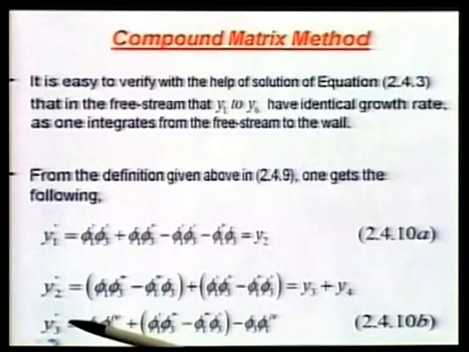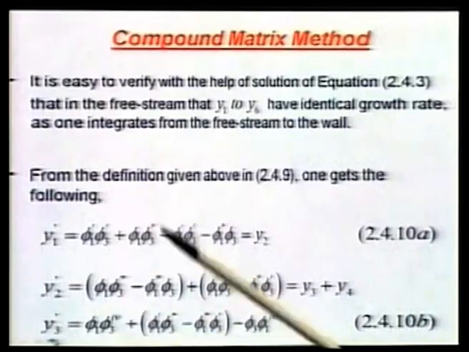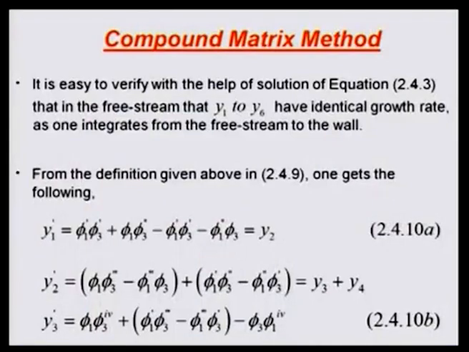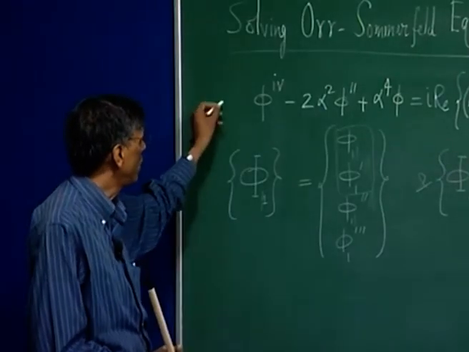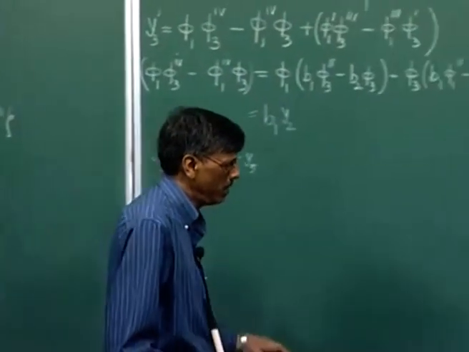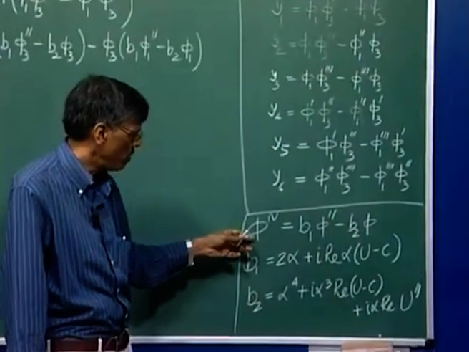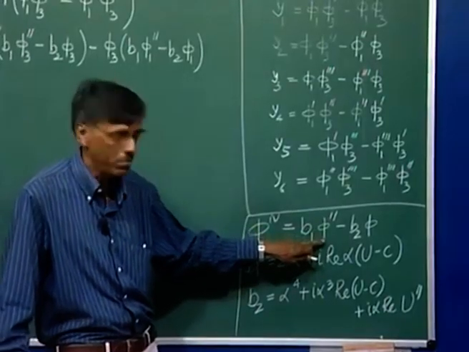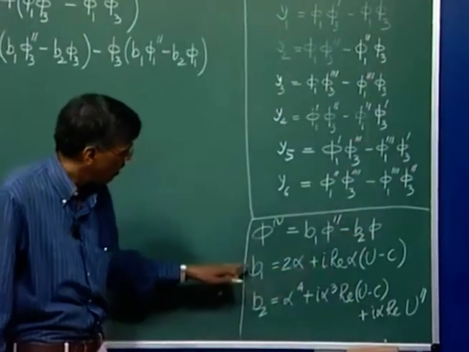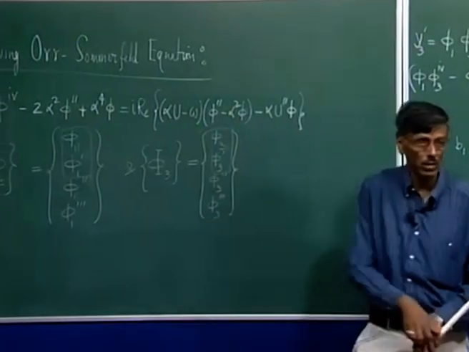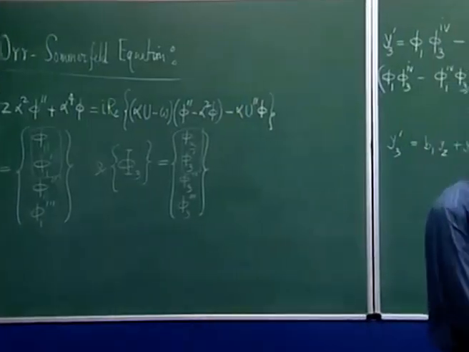For example, y 3 prime would involve now phi 3 4 prime and phi 1 4 prime, and we know that individually these modes themselves satisfy this equation, and that means what? I can write it in this form, that phi 4 prime should be equal to some coefficient b 1 multiplying phi double prime minus b 2 phi, where b 1 and b 2 are given. You can take a look at that. You can club those terms together, and this is what you get.